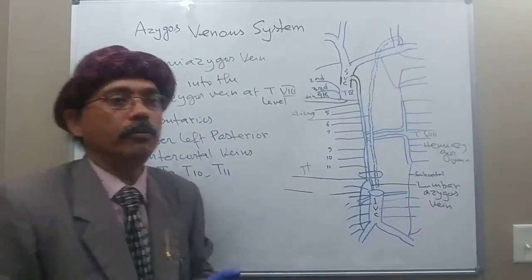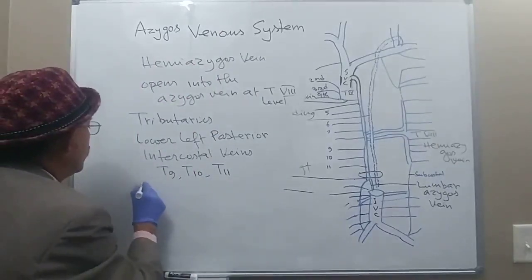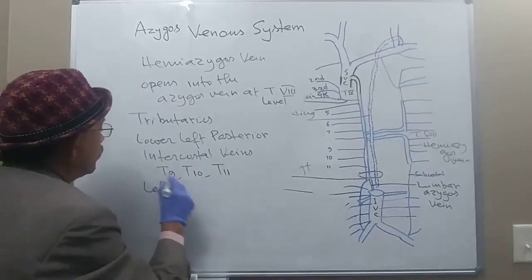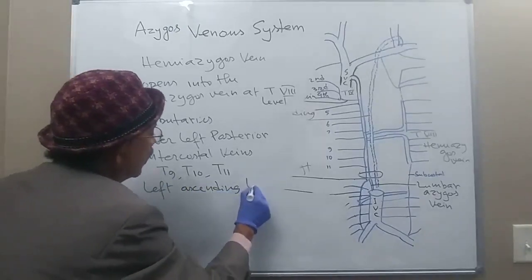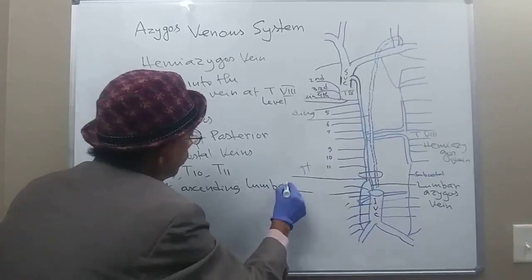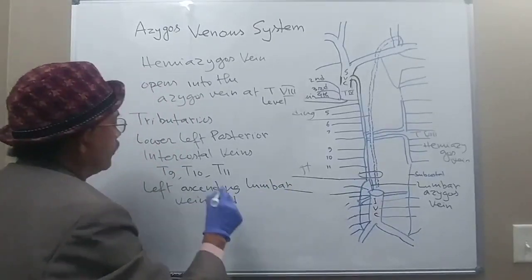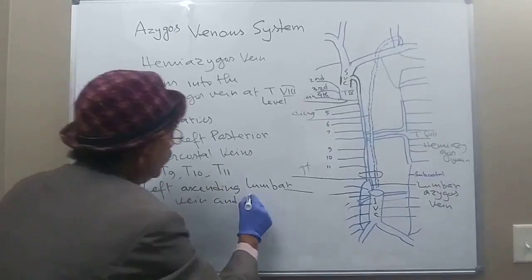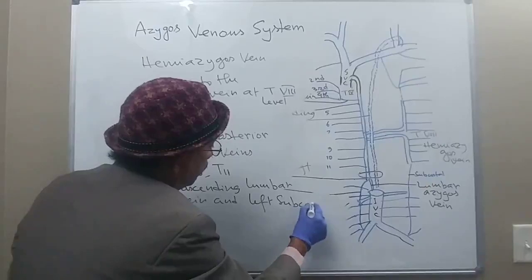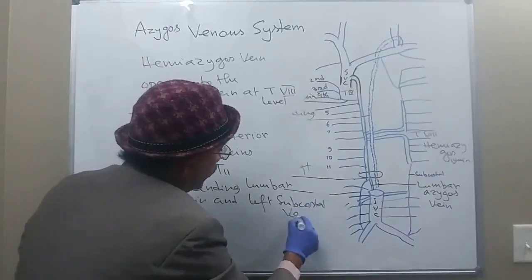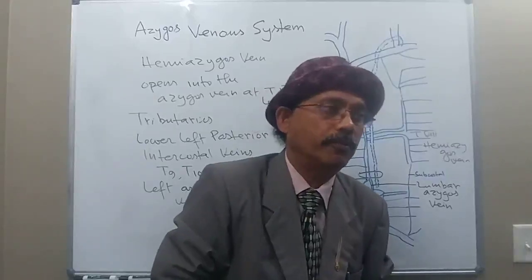We can also include the left ascending lumbar vein and the left subcostal vein. Okay, these are the tributaries of the hemiazygos vein.